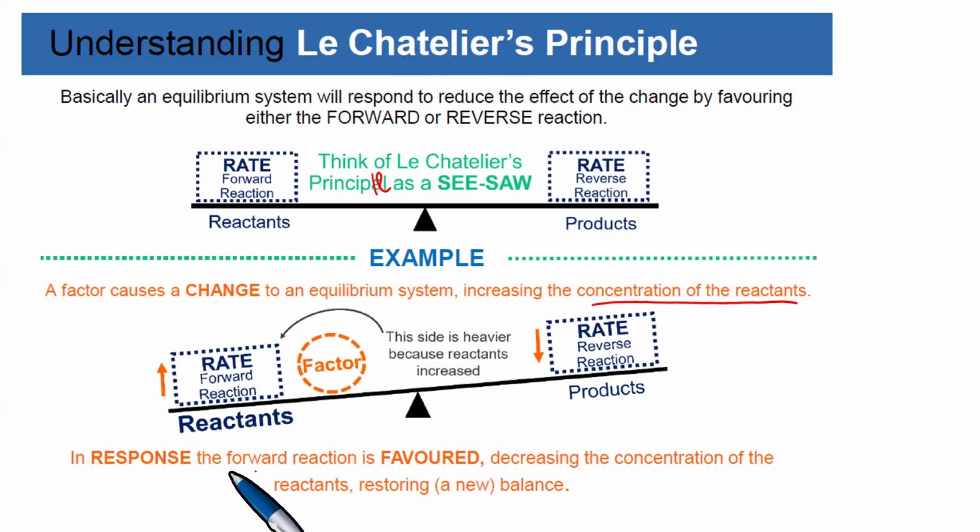In response, the forward reaction is favored, because you increased the reactants. According to Le Chatelier's principle, an equilibrium system will respond to reduce the effect of the change by favoring either the forward or reverse reaction. Increasing the concentration of the reactants, in response, the forward reaction is favored, decreasing the concentration of the reactants, restoring a new balance.